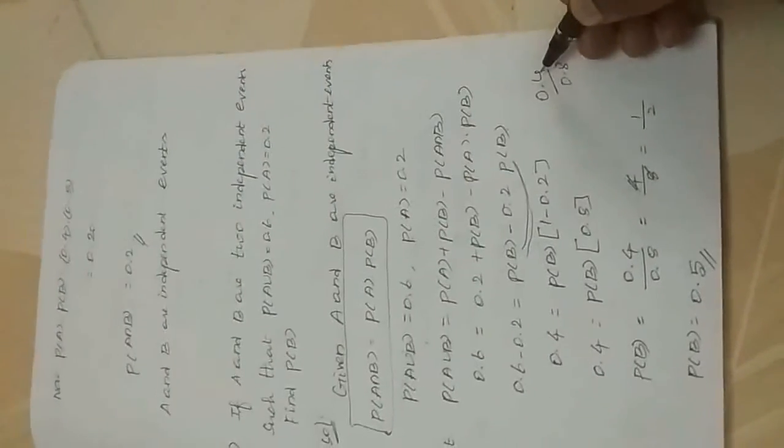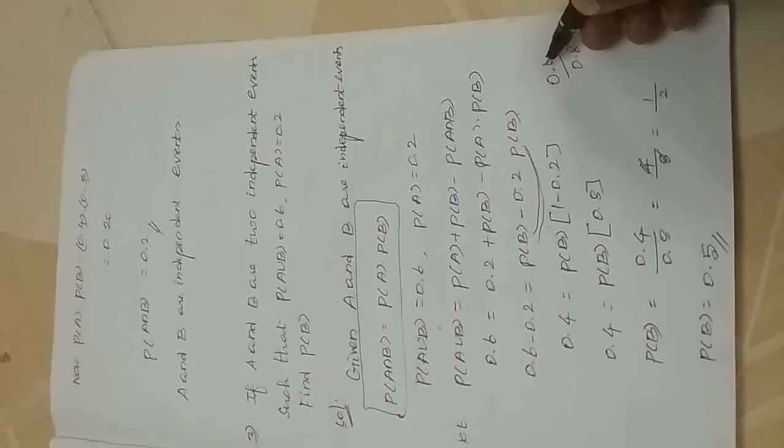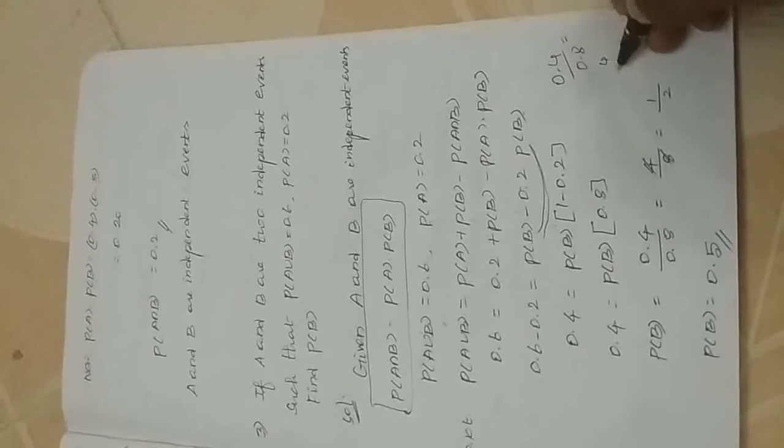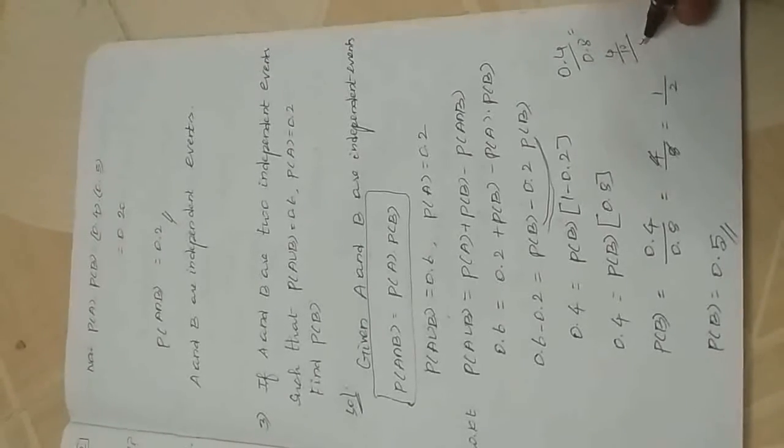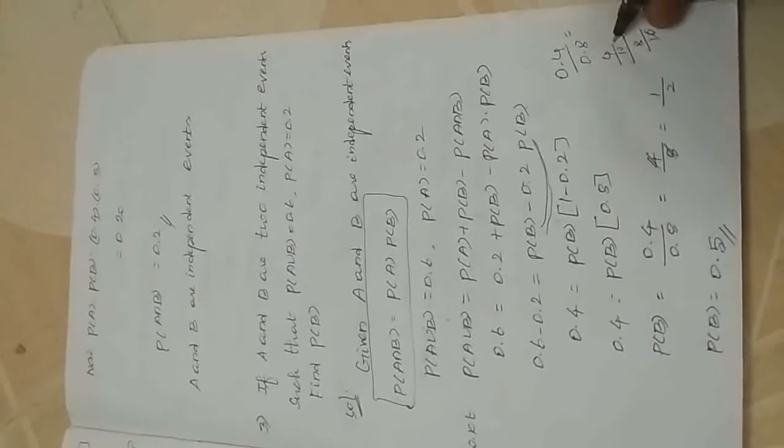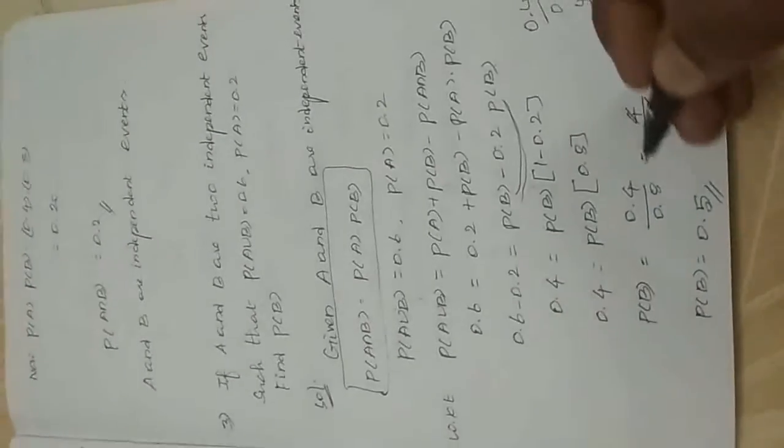0.4 divided by 0.8 means here it is 1 tens. So numerator and denominator multiply by 10. So 4 by 10 whole divided by 8 by 10. So 10 cancel, remaining value 4 by 8. 4 by 8 means 1 by 2. Okay, 1 by 2 value, reducing value, P of B equal to 0.5.